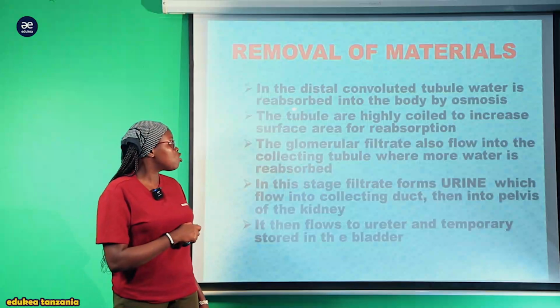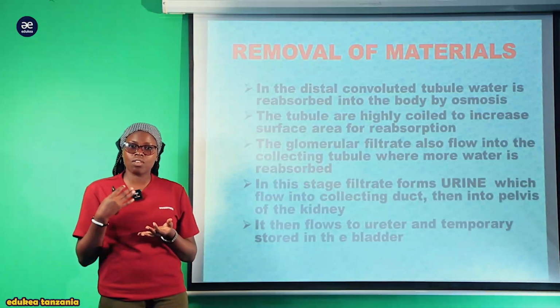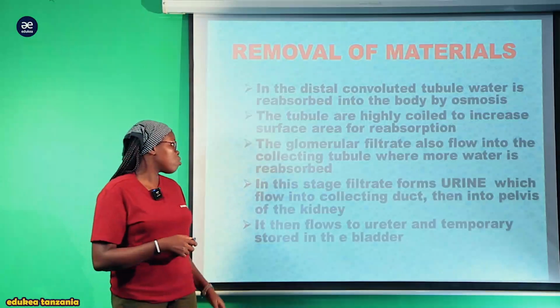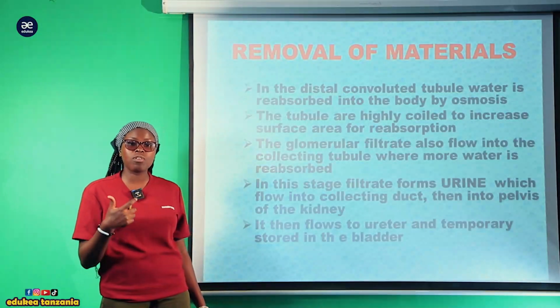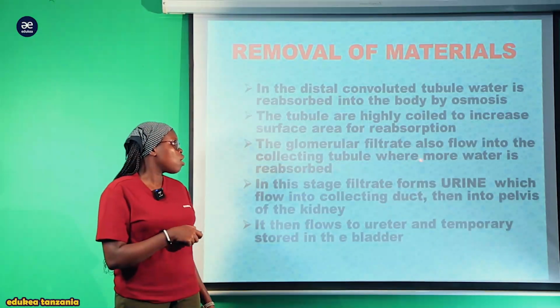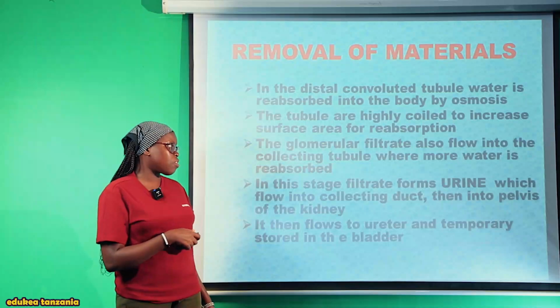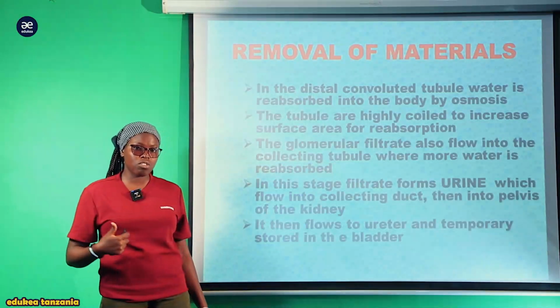Na vile vile the tubuli are highly coiled. This tubule is highly coiled kwa ajili ya kuweza kuongeza surface area for reabsorption. Vile vile the glomerular filtrate ambazo ni zile substances ambazo zilipasa au zilizochujwa zinakuwa zina flow into the collecting duct where more water is reabsorbed. Kwa hiyo kuangalia katika collecting duct, maji yanakuwa yanabii reabsorbed back into the body.